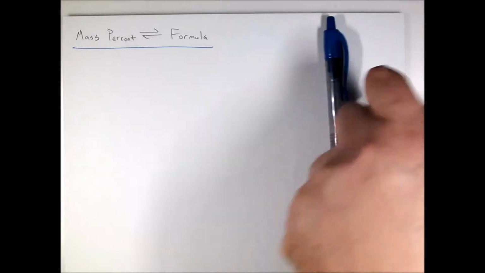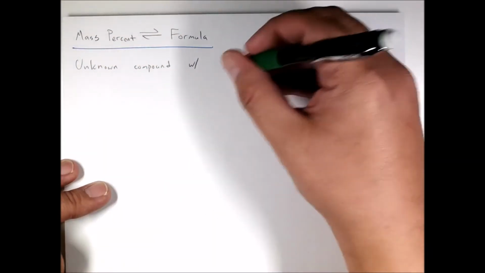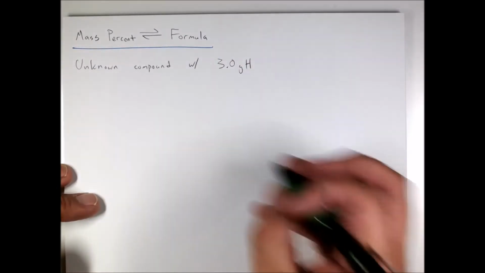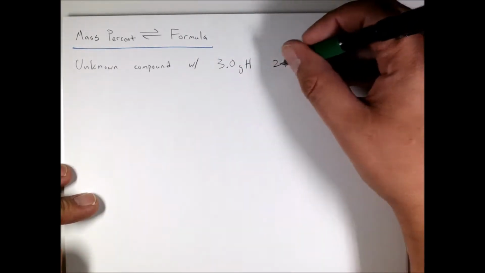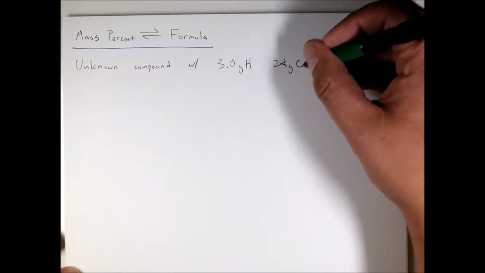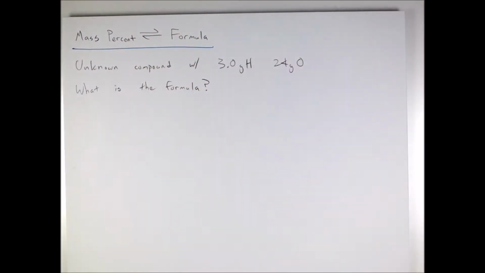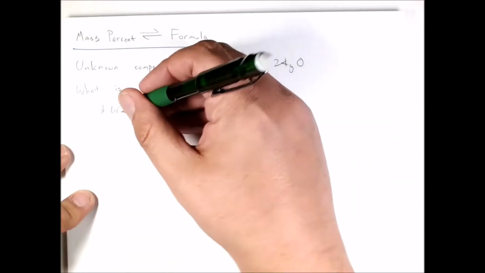Suppose we have some compound. Someone figured out it was 3 grams of H and 24 grams of oxygen. And what we need to figure out here is, what is the formula? It can only work in moles here.